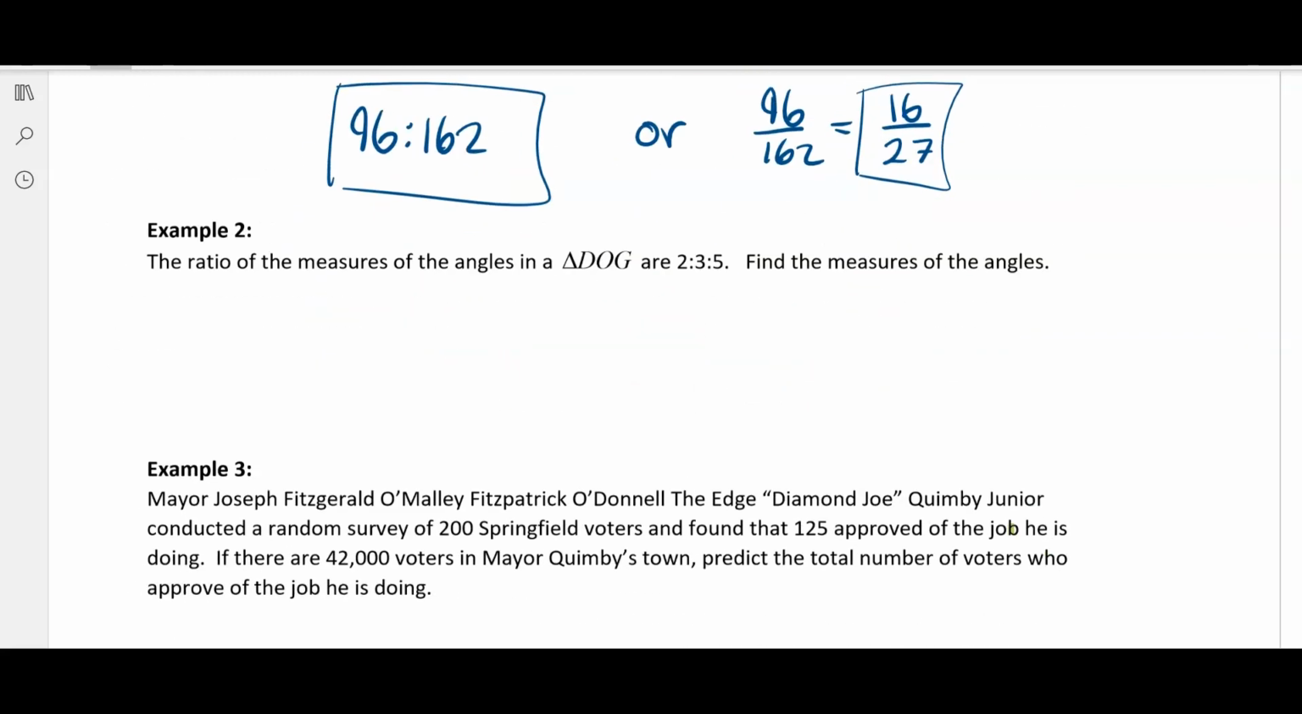All right, the next one here is the ratio of the measures of the angles in triangle DOG. So it's 2, 3, and then 5 here. It says find the measures of each of the angles. So we need to find the measure of angle D, angle O, and angle G. Based on how this ratio is written, angle D is with the 2, so it corresponds with that 2. O and 3, and then G and 5.